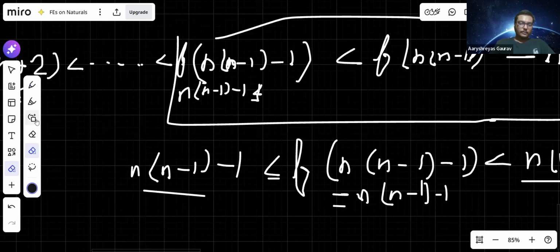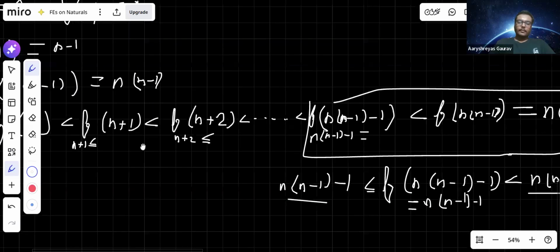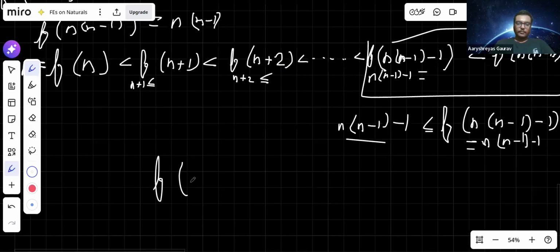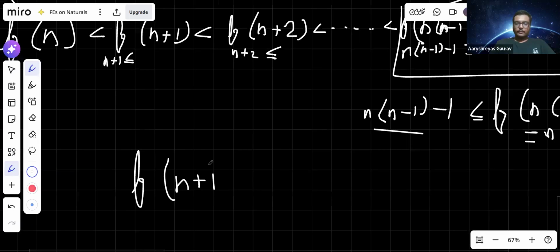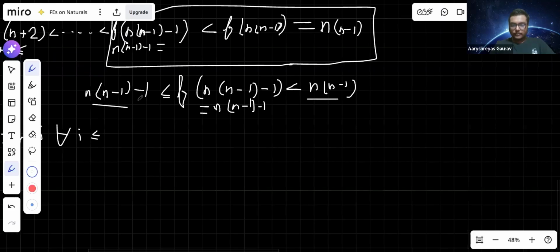So what is this? This is no more an inequality. It is an equality. We can do this all the way back to n plus 1, and we can get that f of n plus i is equal to n plus i, till i is less than or equal to, what is this?